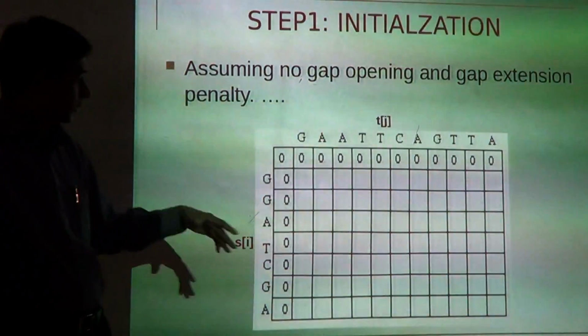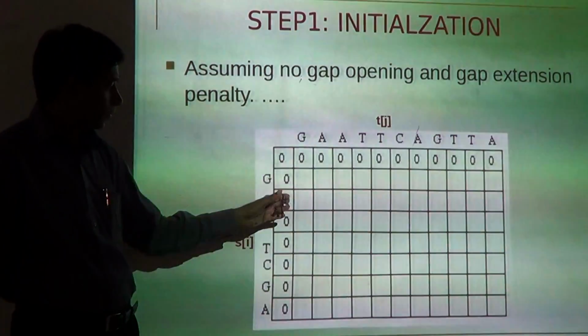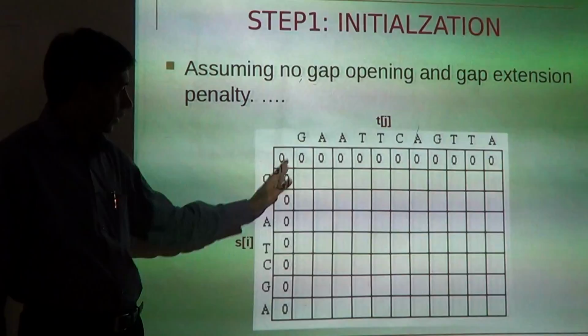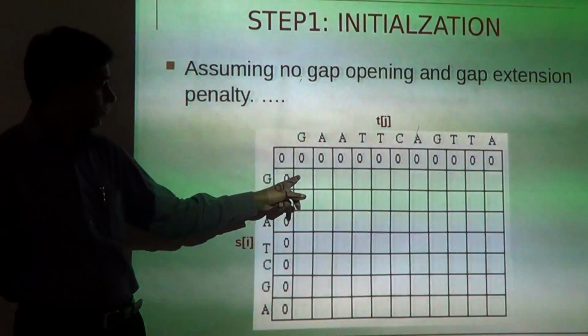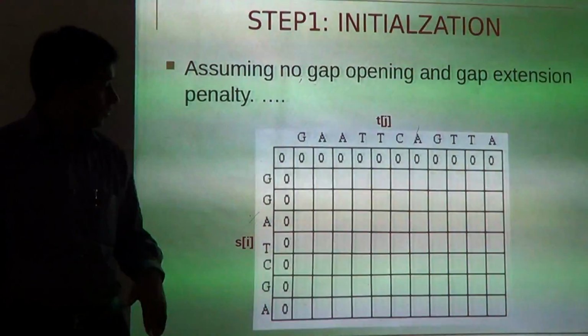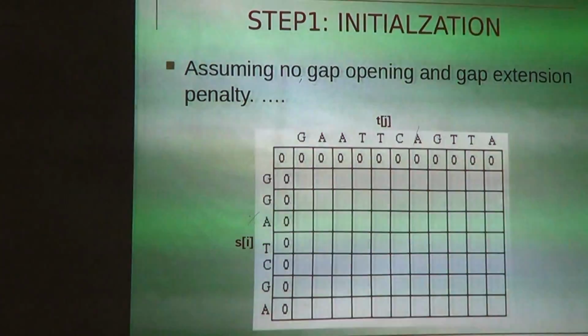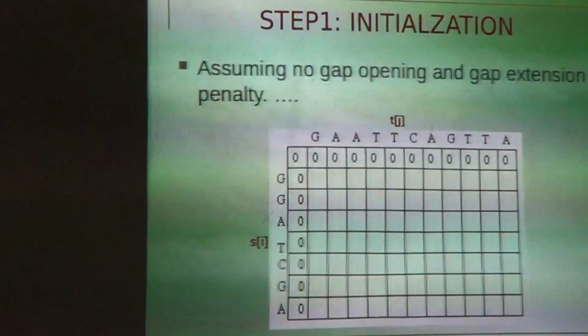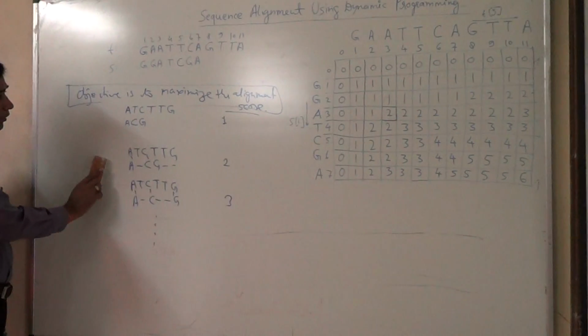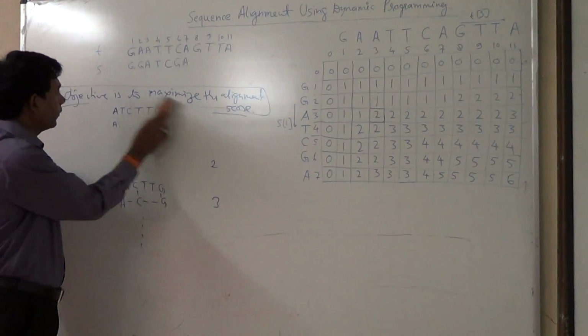Now, for filling the other entries, we have to see the completed entries first. For example, if we want to fill this square, then we will consider this and this, and after that we can fill it. So here we are using dynamic programming. The question is whether dynamic programming is applicable for this case.